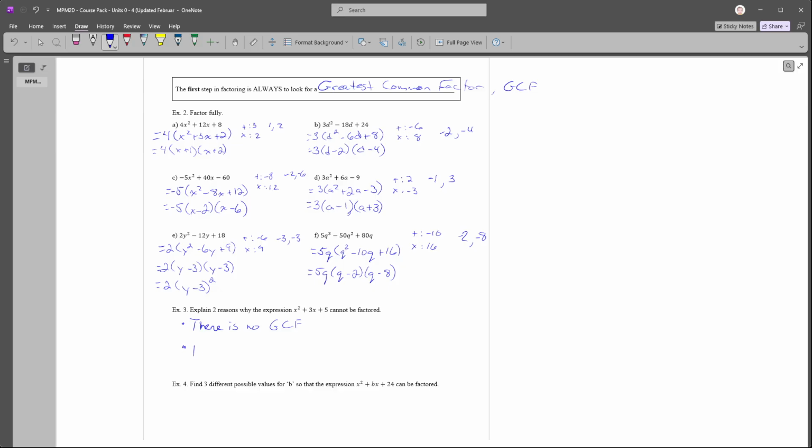So no two numbers add to 3 and multiply to 5. Whoa. Am I writing a text here? What's going on here? Multiply to 5. Let's just pretend nobody saw that.